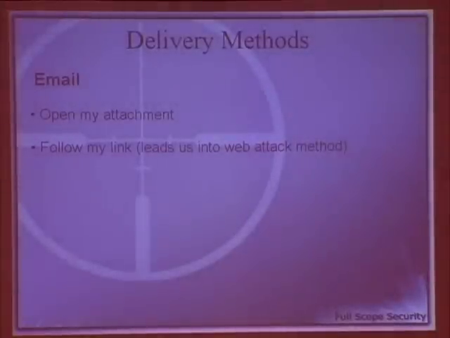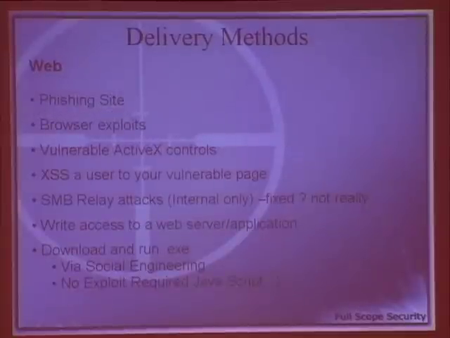So our delivery methods, basically we have email. Open my attachment: I'm going to send you some sort of malicious attachment. Or follow my link, which is going to lead us into a web attack method. Web attack methods go from phishing sites, browser exploits, vulnerable third-party controls. I can cross-site script a user to a vulnerable page or something that's maybe Metasploit serving up any of the other exploits above that. SMB relay attacks, if you're internal, kind of fixed, but not really. They've recently added some things in Metasploit. You set an SMB host, but it will actually relay those credentials to a second server.